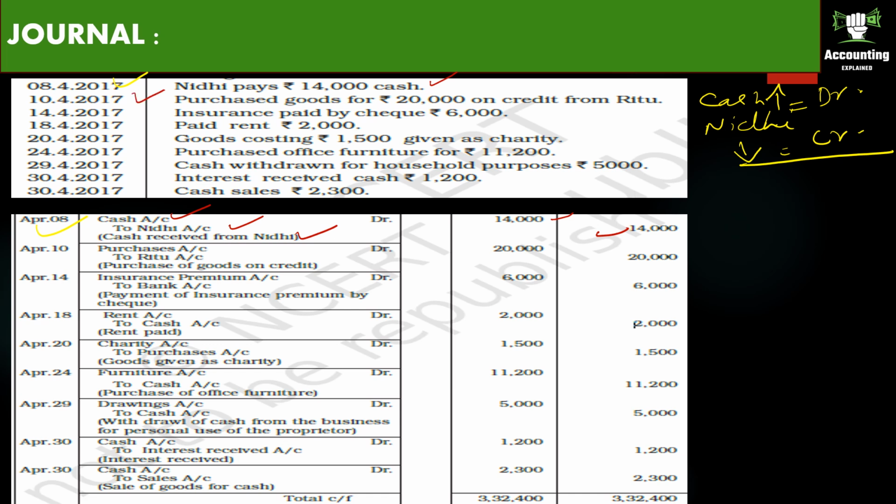Next, on 10/4/2017, purchased goods for 20,000 on credit from Ritu. So we have purchased goods from Ritu on credit. Credit means we are going to pay later. So when we are purchasing goods, we have to debit purchases. Purchases is an expense. So when the expense increases, we have to debit. Similarly, when we sell goods, that is sales. Sales has to be credited. Our income will increase and it has to be credited. Purchase goods means purchases has to be debited. Sales, sold goods means sales has to be credited. Okay, that you have to remember clearly.